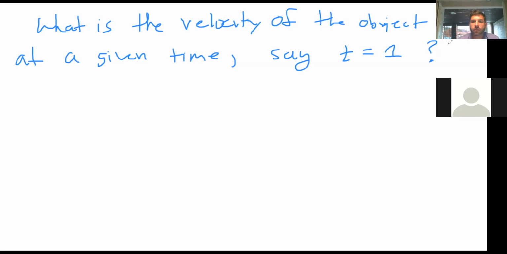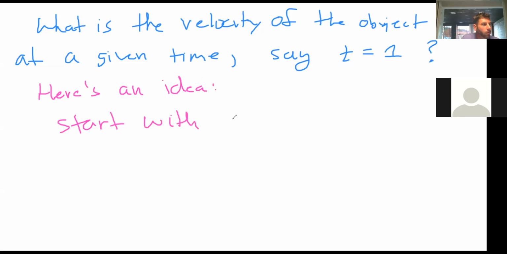How do we do that? How do we define those things? How do we make sense of all that? So one way to sort of analyze this problem or make sense of it, one idea is to start with what we call average velocity. So we'll give this a name.